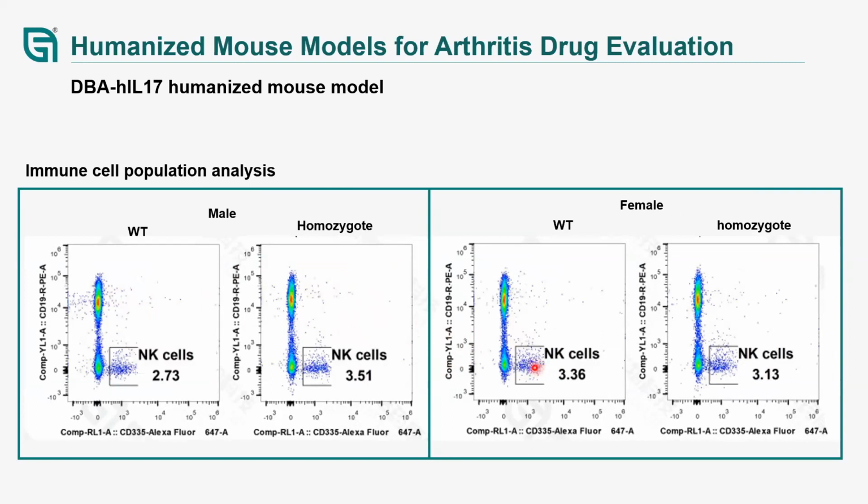These findings indicate that the overall immune system in DBA human IL-17A knock-in mice is quite similar to the wild-type DBA mice, other than the expression of the human IL-17, indicating that this is a very good model, or mouse model strain, for the study of diseases such as rheumatoid arthritis.